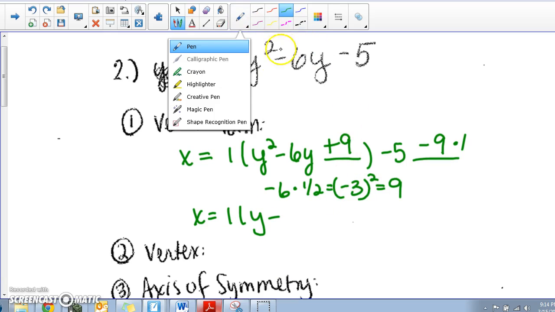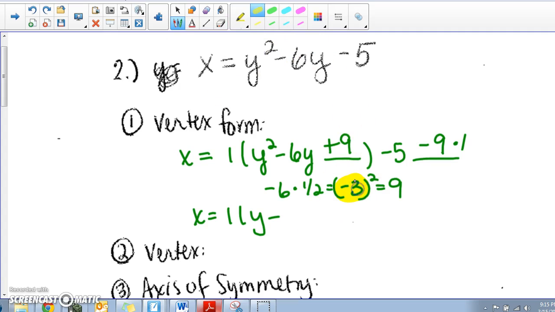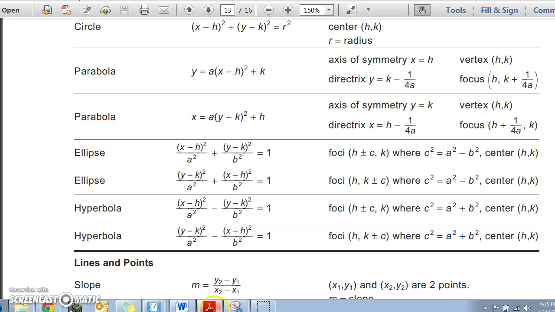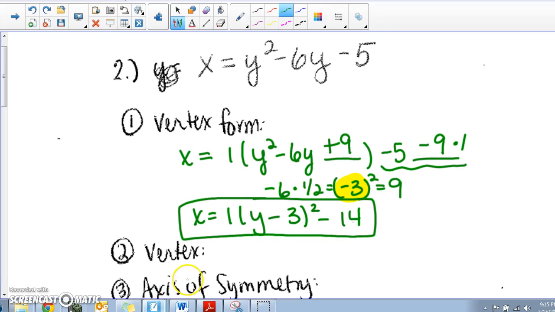Y, remember your magic number. Little hint, your magic number is before you squared it. So this is minus 3 squared. And if you do this on your calculator, it would be minus 14. So this is our formula. Our vertex, got to remember when it looks like this, our vertex is h comma k, but the h and k have switched. So our vertex for this one will be negative 14 and positive 3.